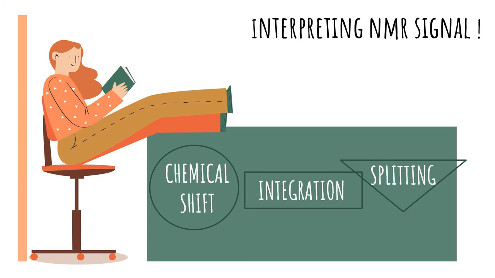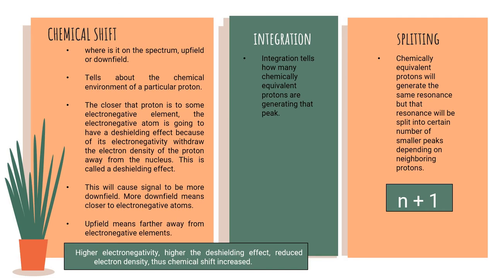First is the chemical shift, second is the integration, and third is the splitting. Chemical shift tells us about location. Where is it on the spectrum? Is it upfield or downfield? Chemical shift tells us about the chemical environment of a particular proton.